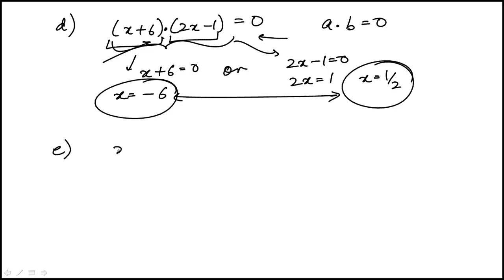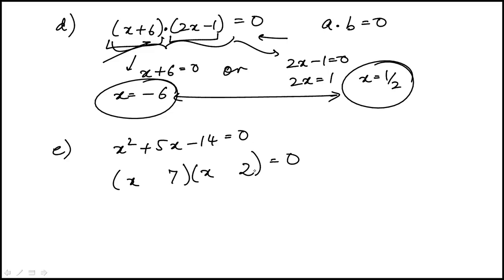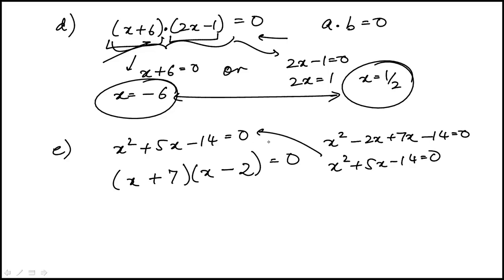And then E is x squared plus 5x minus 14 equal to 0. And here I'm going to write it as x. I need to get 14, so I know 7 and 2, and their difference is 5, and then I have to decide where to put the sign. So this would be plus 7 minus 2, and we can check: if you distribute, x squared minus 2x plus 7x minus 14, and that is indeed the same as the original quadratic. So here, this would be true when x is either minus 7 or x is equal to 2.